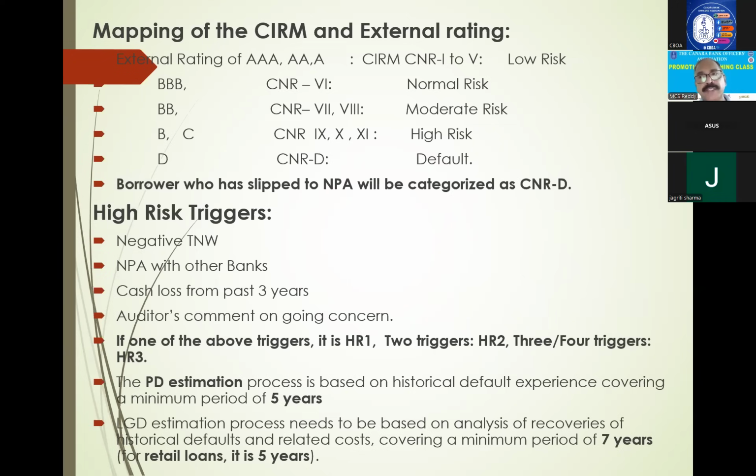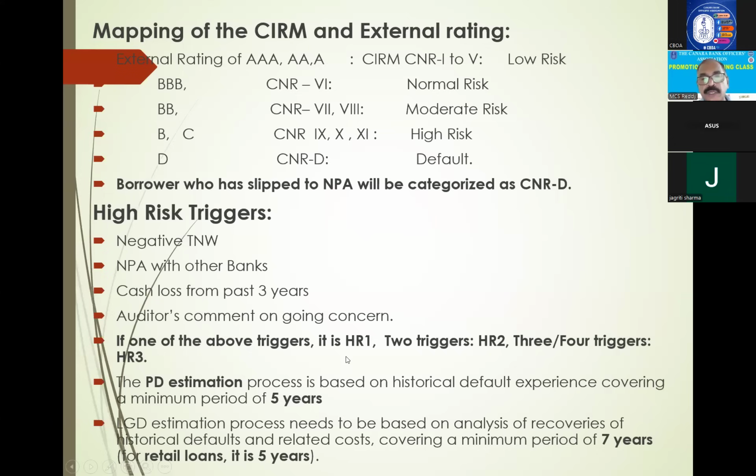High risk triggering points. Earlier also we have seen. Now for CIRM, separate triggering points. One is negative tangible net worth. Second one is NPA with other banks. Third one, cash loss for past 3 years. Fourth is auditor's comment on going concern.